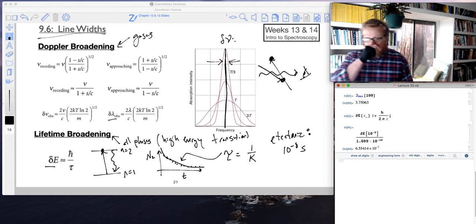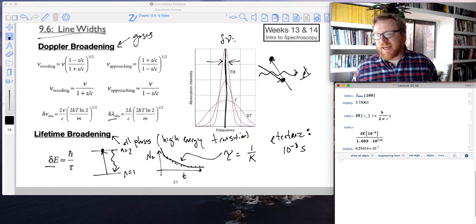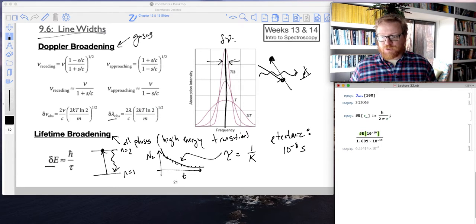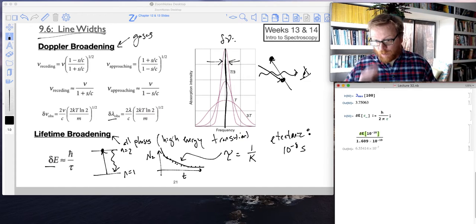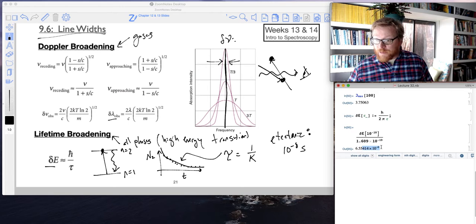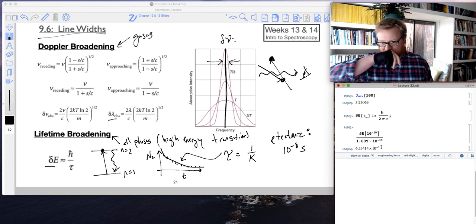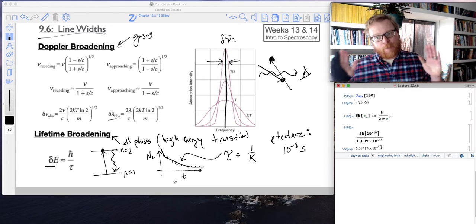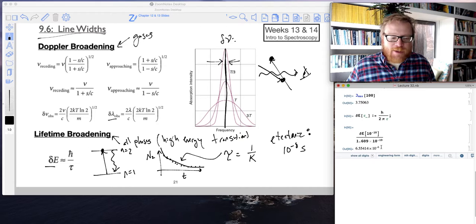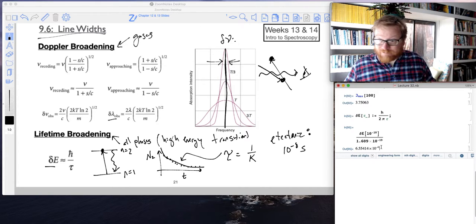Now you can see that the width is getting bigger. And if I go to 10 to the minus 10 for my lifetime, so now I'm making it even shorter, a really fast lifetime, you can see that because of this inverse relationship, the width is getting bigger. So the faster our molecules decay, the more uncertainty there is in where its peak should appear.